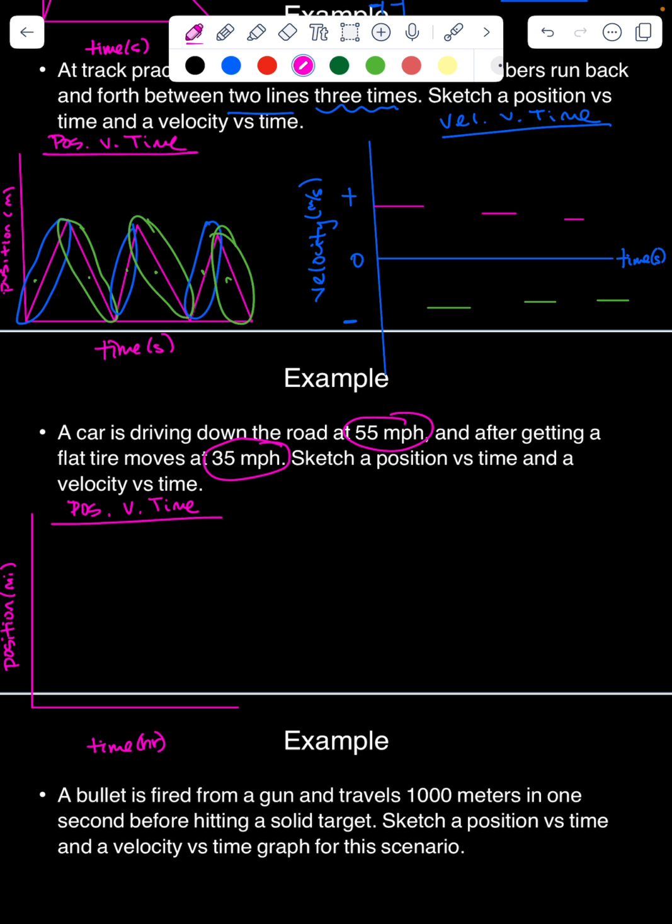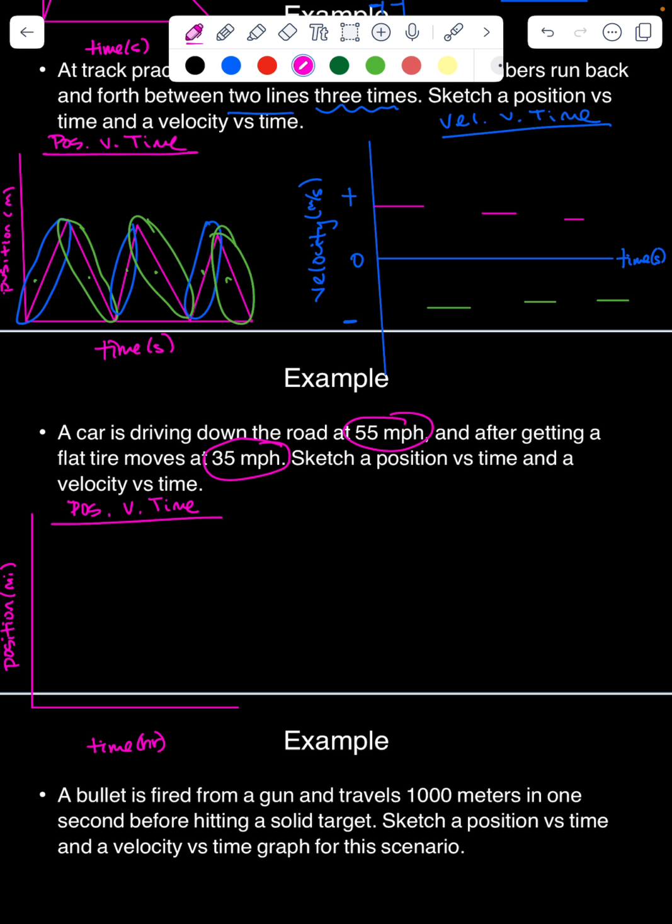Okay, now I have 2 different segments on here. I have a constant velocity of 55 miles per hour turning straight into a constant velocity of 35 miles per hour. So hopefully you've gotten the idea. Constant velocity is symbolized with a straight diagonal line. Both of these are going in the positive direction. I didn't tell you that it turned around. I didn't really give you a direction at all, so we assume that it's going in the positive direction.